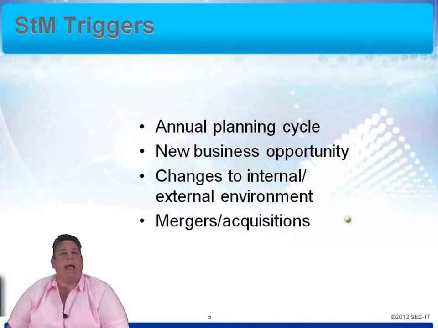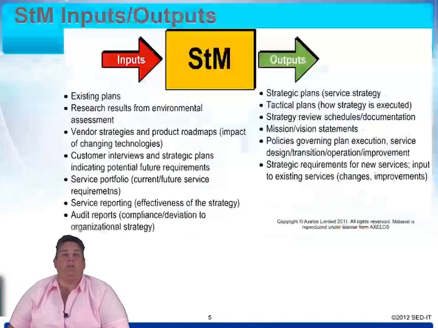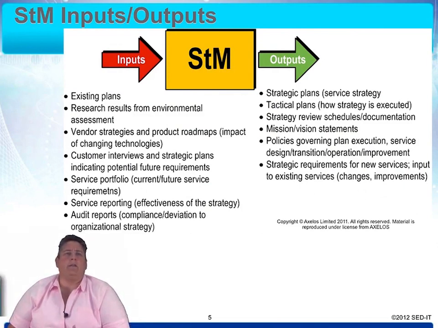Think about it. If we're adding a new organization to our functionality or we're being taken over, we need to address the current in-place strategy to incorporate those very large strategic changes. The inputs and outputs to strategy management are listed on the slide. The various inputs include existing plans, research results, vendor strategies, customer interviews, the service portfolio, service reports, and audit reports.